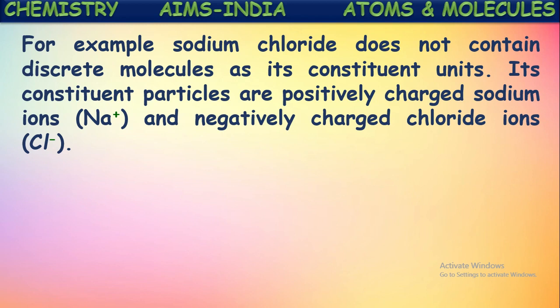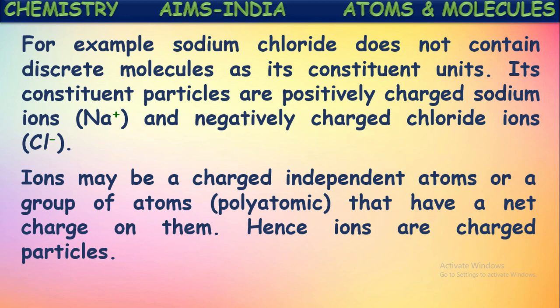So, for sodium chloride, the constituent particles are positively charged sodium ions and negatively charged chloride ions. It is not to be said as NaCl molecules. NaCl molecules don't exist in sodium chloride. Actually, sodium chloride is a substance which contains its constituent particles as Na plus ions and Cl minus ions.